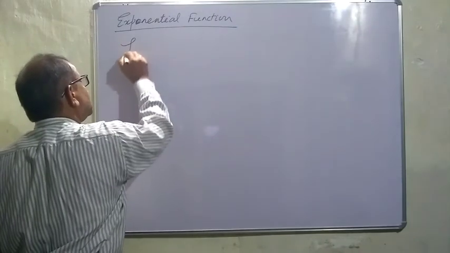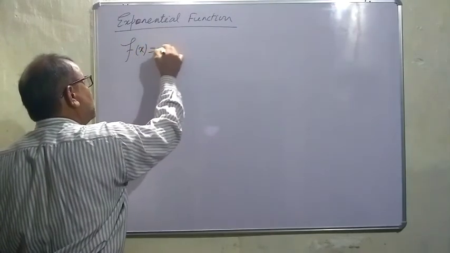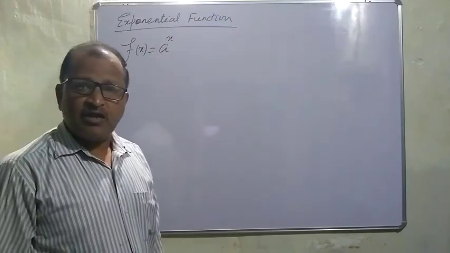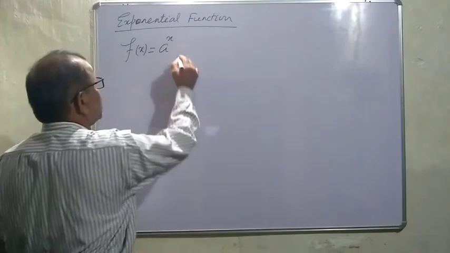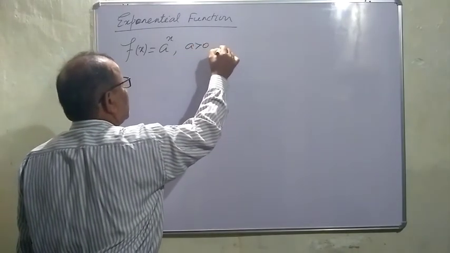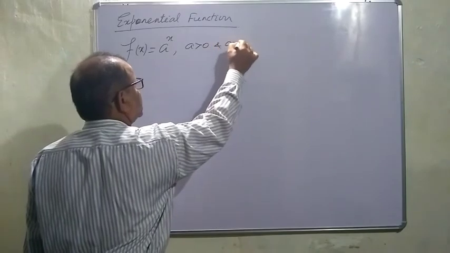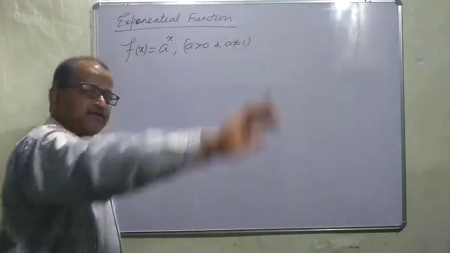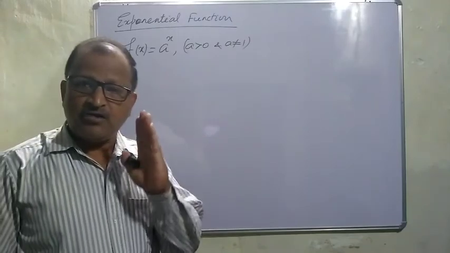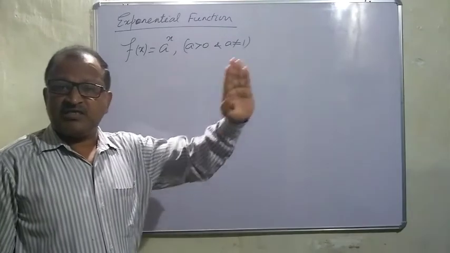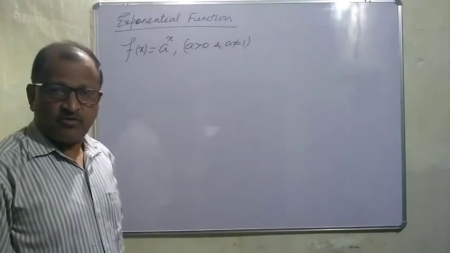Here f(x) is equal to a to the power x, where a is greater than 0 and a is not equal to 1. Right? A greater than 0 and a not equal to 1. This is your exponential function.